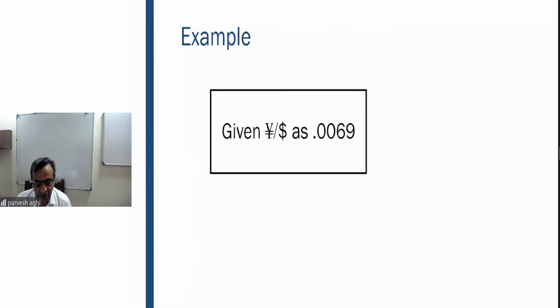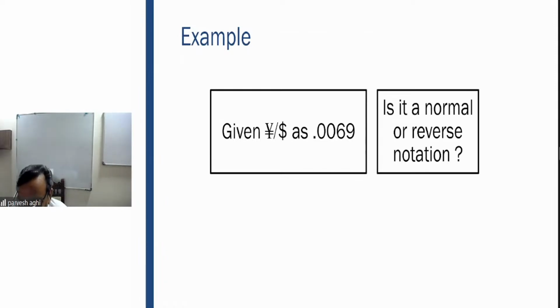Okay, so let me just give you one more quote here. Is it a normal or a reverse notation? So normally it would mean $1 is equal to so many yen. Is it right or is it wrong? Is it a reverse or a normal? Answer, please. Yes, you get an answer. I need some more answers so I can proceed. Today you're not able to understand the reverse notation.